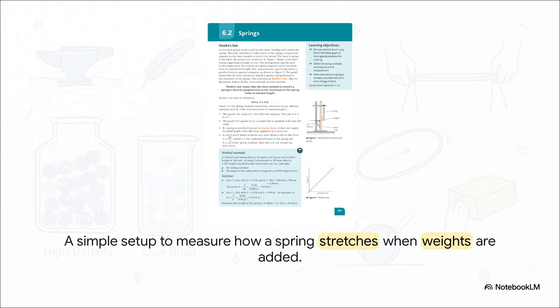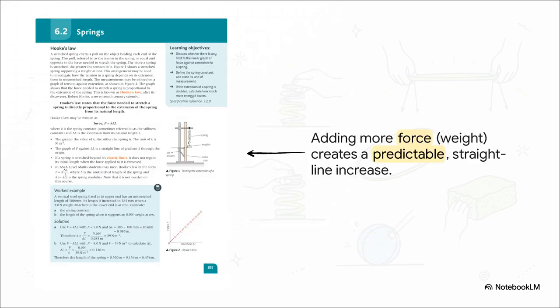So, picture this classic experiment. You hang a spring, you measure its length, and then you just start adding weights to it, one by one. And each time you add a weight, you carefully measure how much longer the spring gets. It's a really simple idea, but it led to an absolutely profound discovery. Because this is what you find every single time.